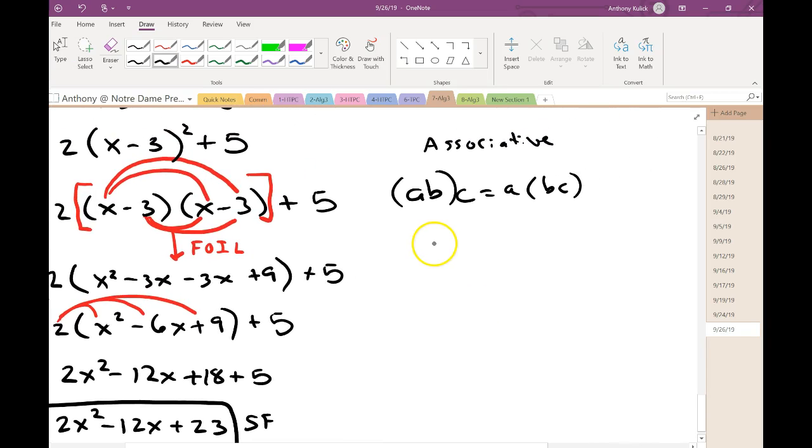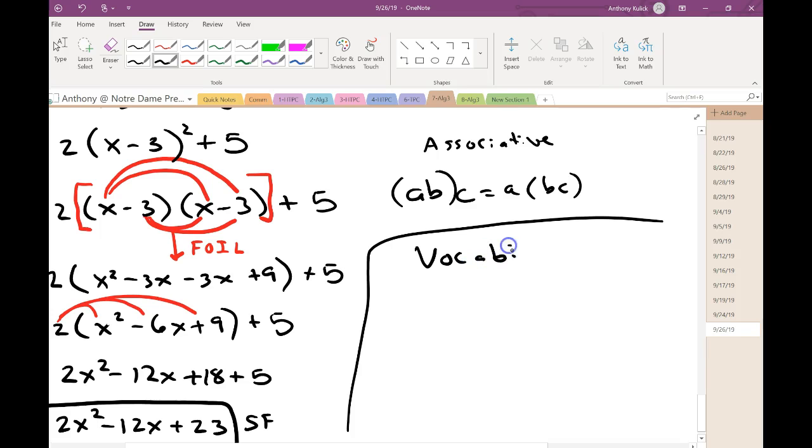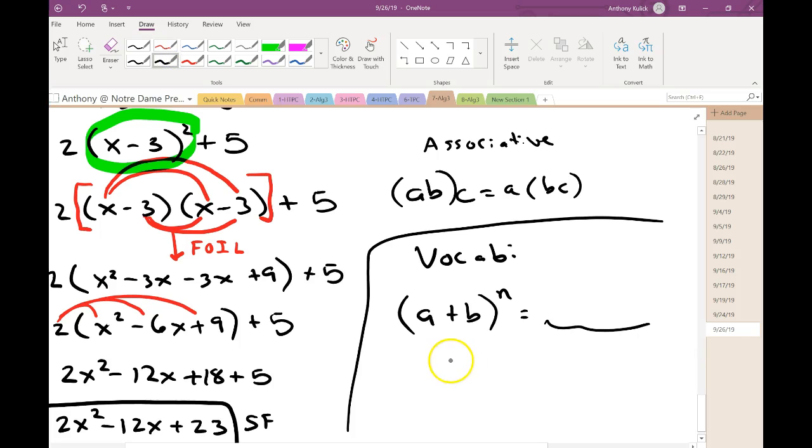So a little bit of an aside here. This is just like a vocab thing. If I have something that's added or subtracted together in a parenthesis with some exponent on it, just like we did in this problem where we had x minus 3 squared, and we multiply that out, this has a very specific term that we use in mathematics. This is called expanding. So when we have two things like this, this is called a binomial expansion.